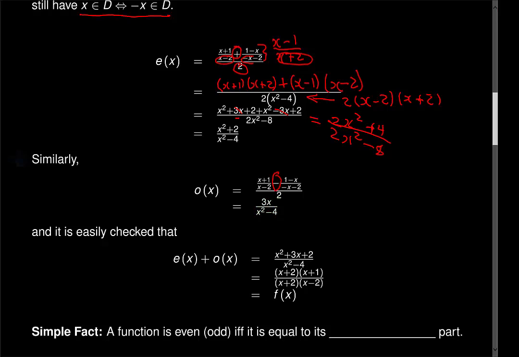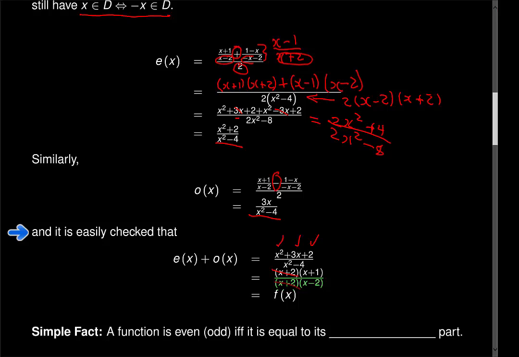And now we should check, is this even part plus this odd part equal to the function? Well, let's just check. So they have the same denominator, x squared - 4, in both cases. So from the even part, we have the x squared and 2. And then from the odd part, we have the 3x. So we have those 3 parts on the top. We can factor that. The top is (x + 2) times (x + 1). And the denominator factors into (x + 2) times (x - 2).